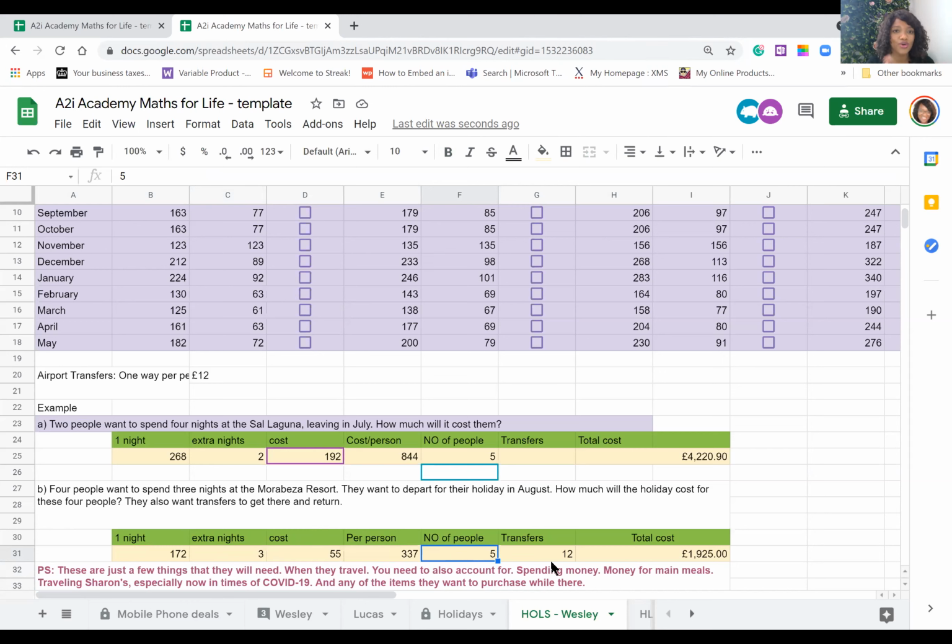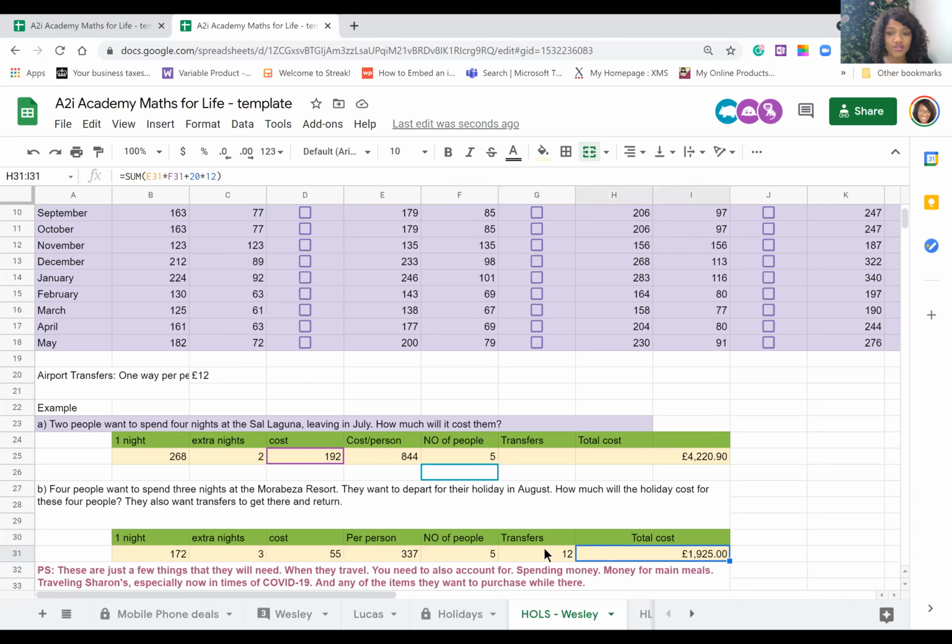We don't know if you're on transfers or not, but if you do, you need to remember how many transfers you need. It's 5 of you. If it's just one way, you do that times by 5. If it's 2 ways, it's times by 10. If it's going and returning and going and returning again, then you need to remember that you're doing 20, okay? Because there's quite a few of you.